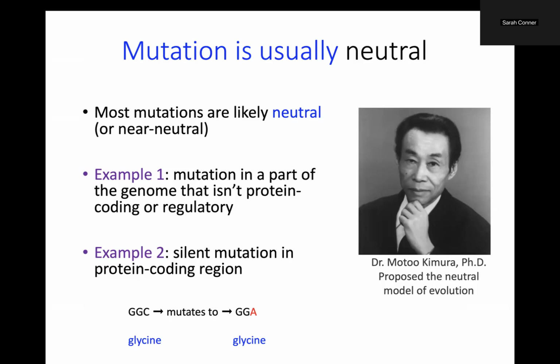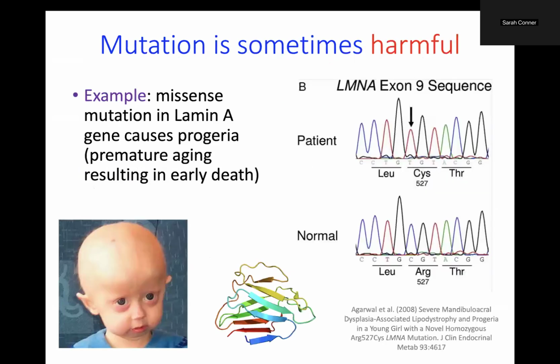So if we're looking at, for example, the mutation is part of the genome that isn't protein coded or regulatory. So those are the two options that he gave, as far as how these mutations usually occur. And then example two would be a silent mutation in the protein coding region. So he again said that there are basically more neutral mutations than there are that are harmful or beneficial. But it is also both based on the genetic piece.